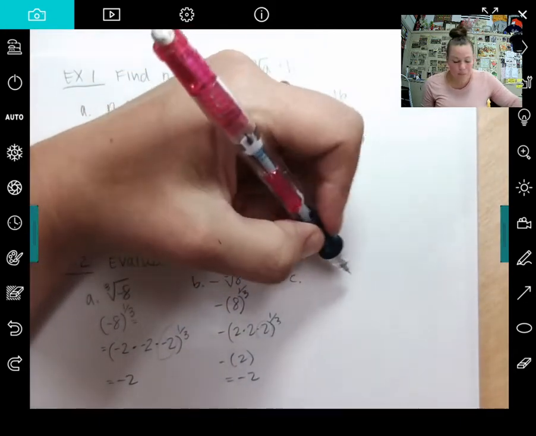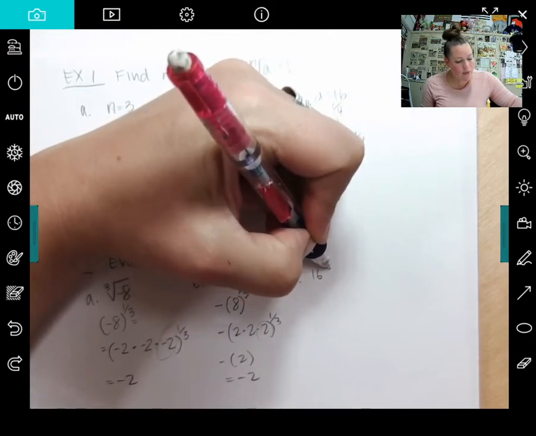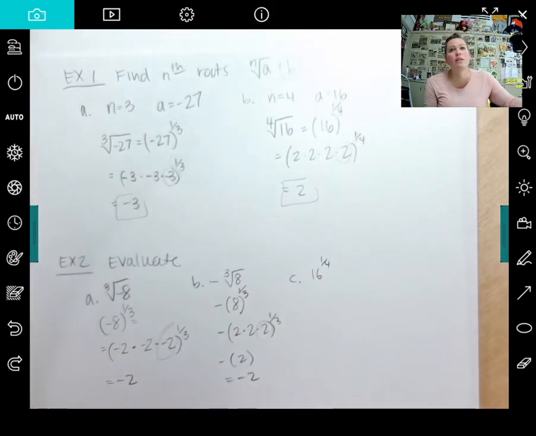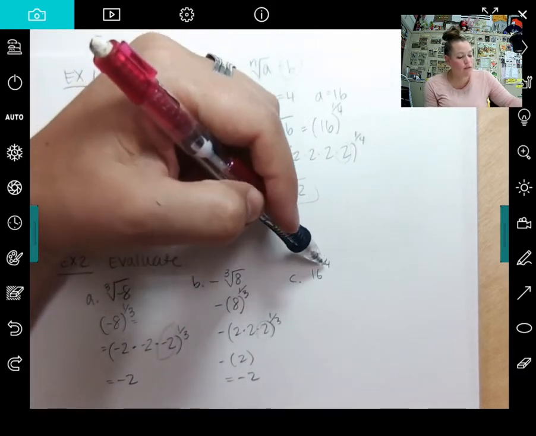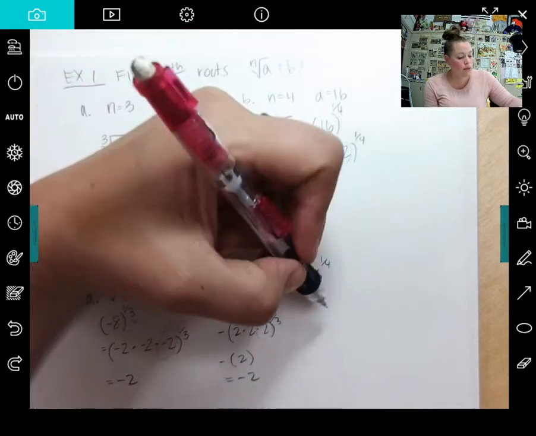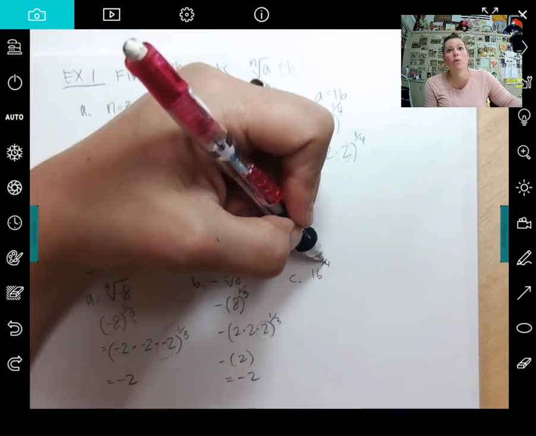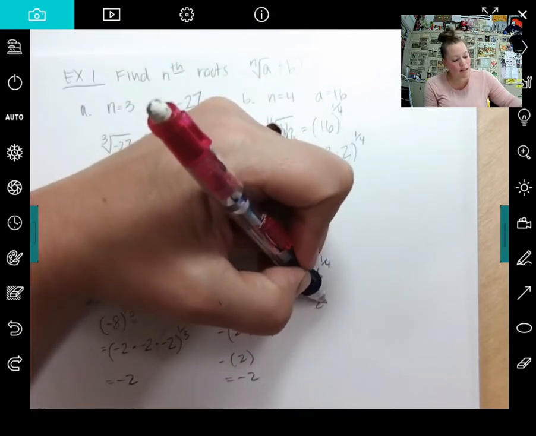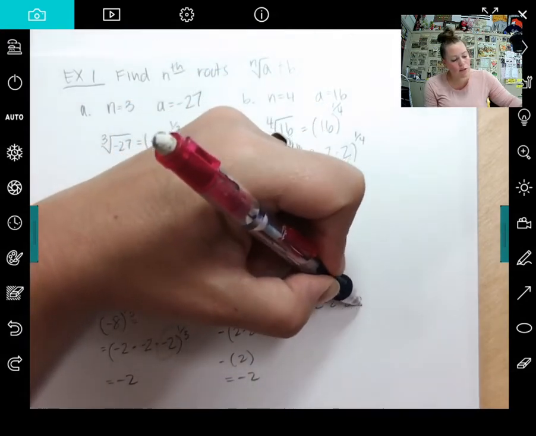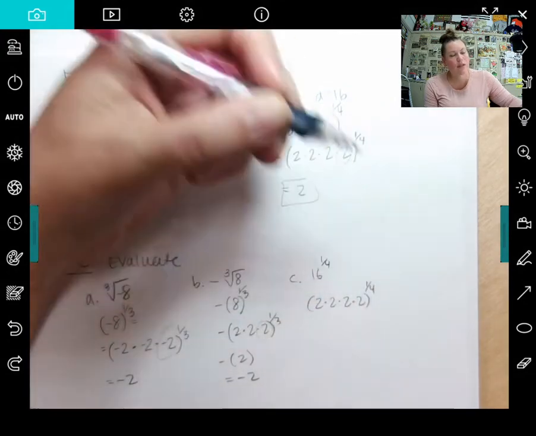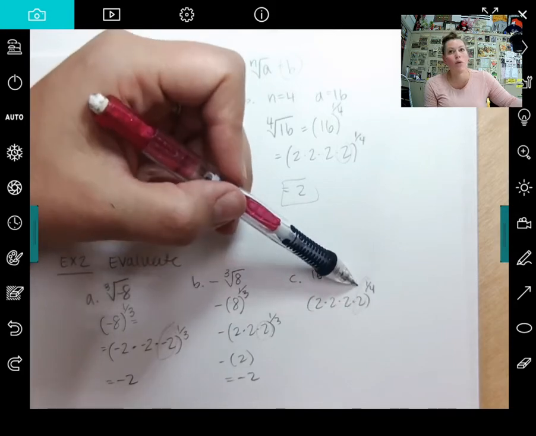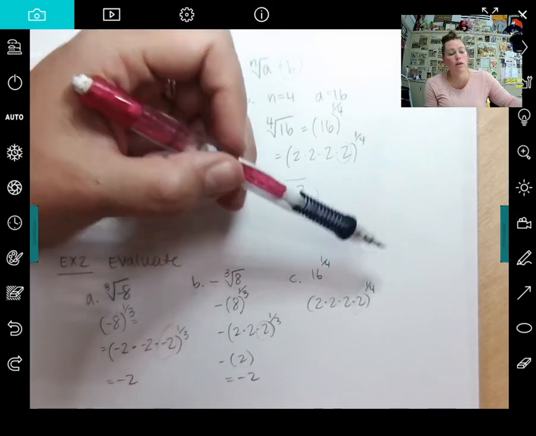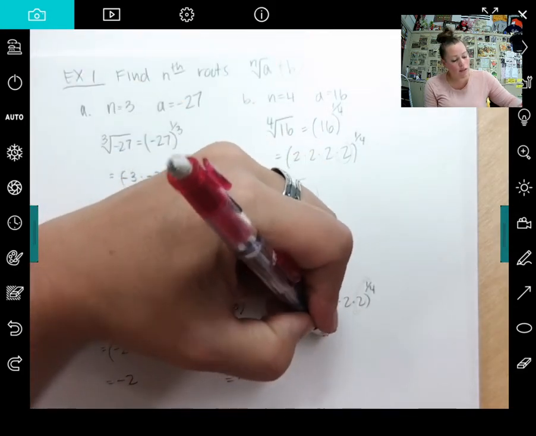C, 16 to the 1/4. It's already written in fraction form, which is the way that I would like to think of it more. So what number times itself 4 times would give us 16? That would be 2 times 2 times 2 times 2, and that's still to the 1/4 power. Now to solve it, we take one of those. It tells us to take one of them. So the answer would just be 2.